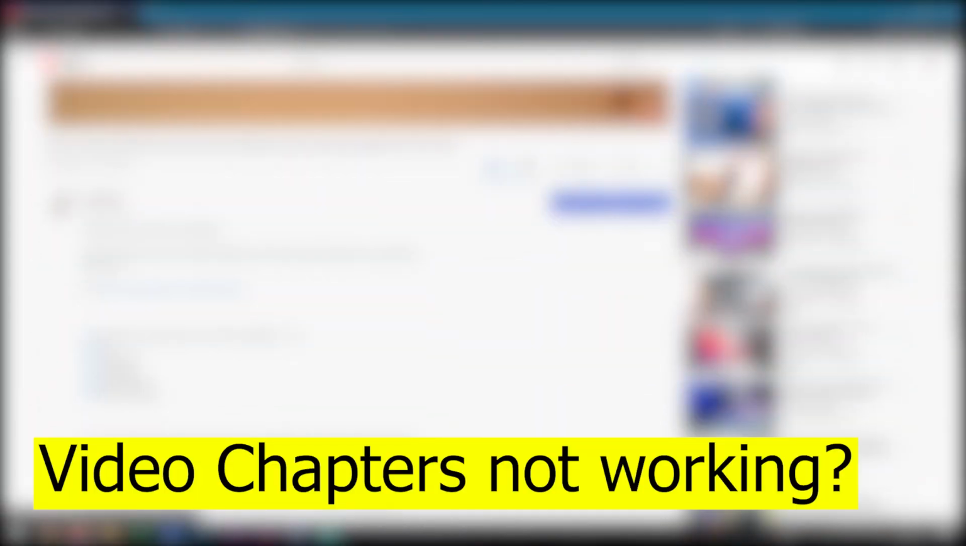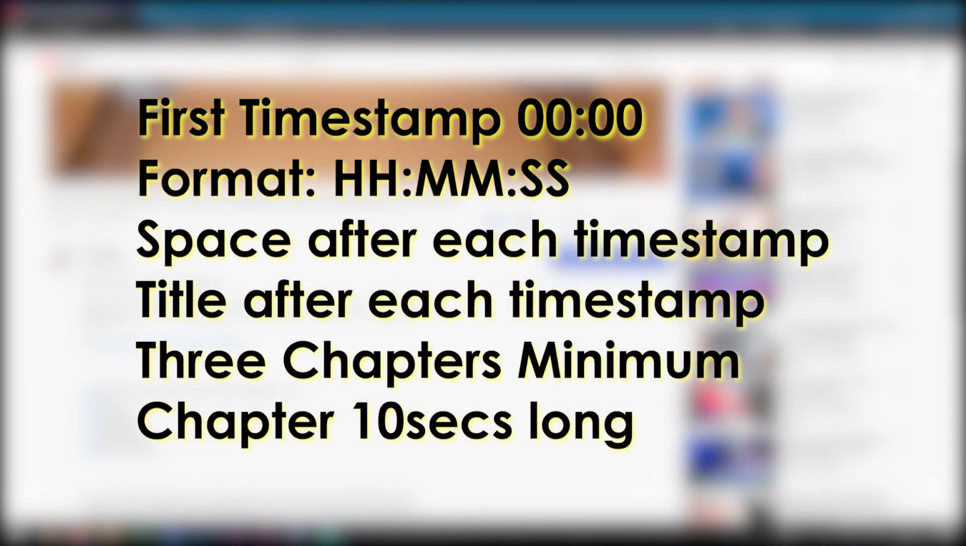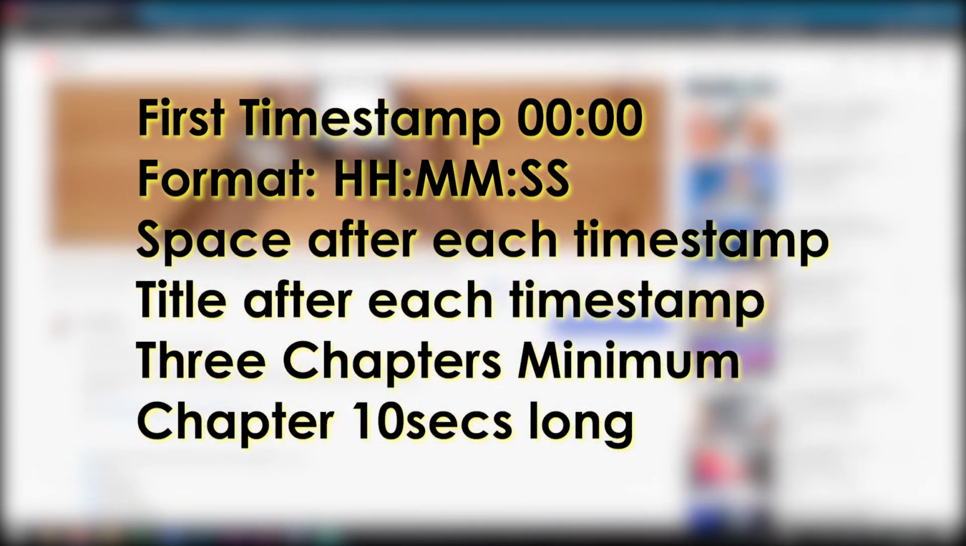Here's a few things you need to check if your chapters aren't working. Make sure that the first chapter starts at 0 seconds. Double check that all of the timestamps are formatted correctly. Make sure there's a space and a title after each timestamp. Check that you have at least 3 chapters and that each chapter is at least 10 seconds long.